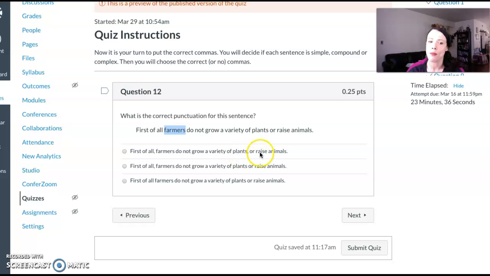It's not a compound sentence right here. There's no subject, like they don't raise animals or something, right? It's just two verbs, plant and raise. List of two. Do you need a comma? No, you do not. So this is going to be our correct answer.